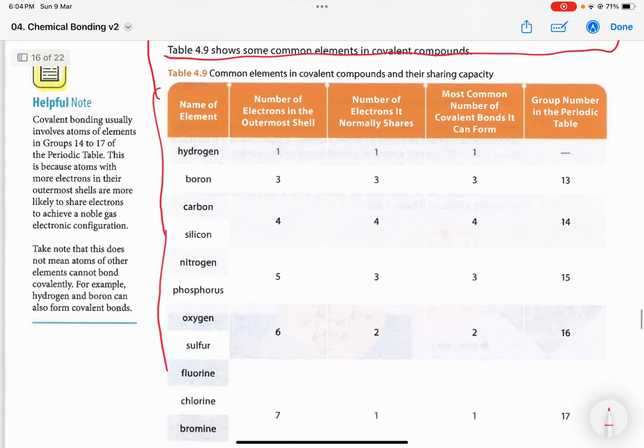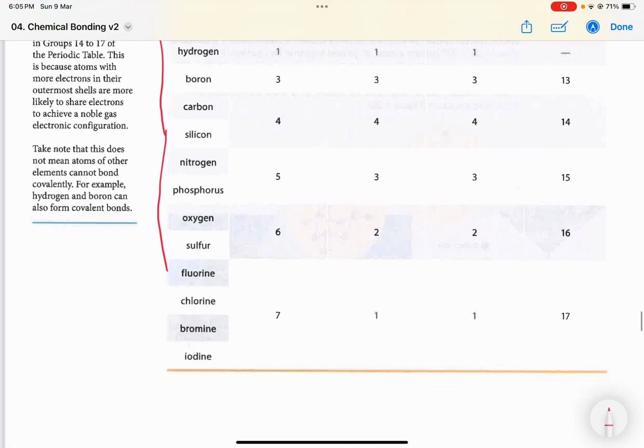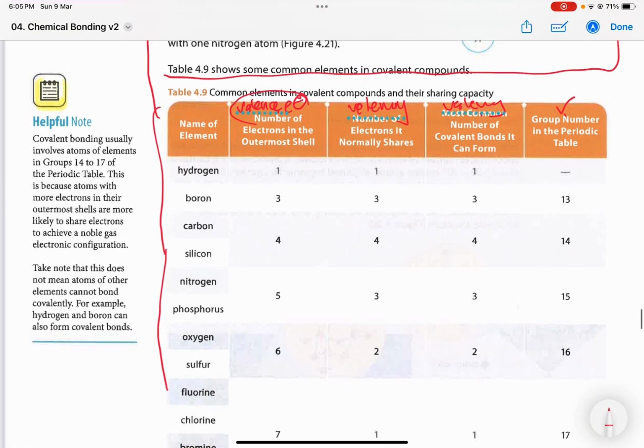Just want to highlight all the headers here. The group number, I think you know what group number is, so not so much issue. Common number of covalent bonds you can form, actually this is the valency. Number of electrons normally shared, this is also the valency. Number of electrons in the outermost shell, this is the valence electron. So take note, valency is the number of electrons used in bonding. Valence electrons is the number of electrons in the outermost shell. So be clear in terms of the difference between valence electrons and valency. Take note of that.